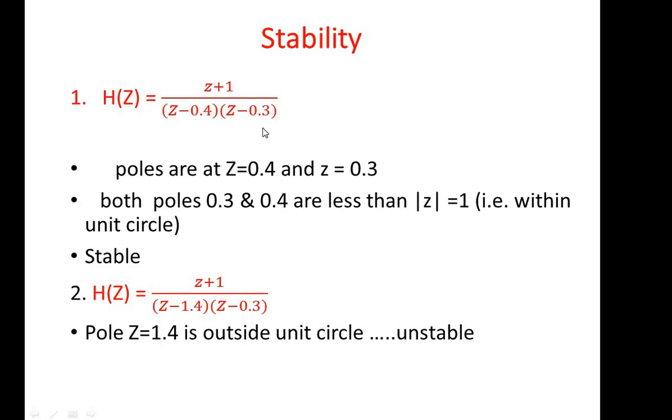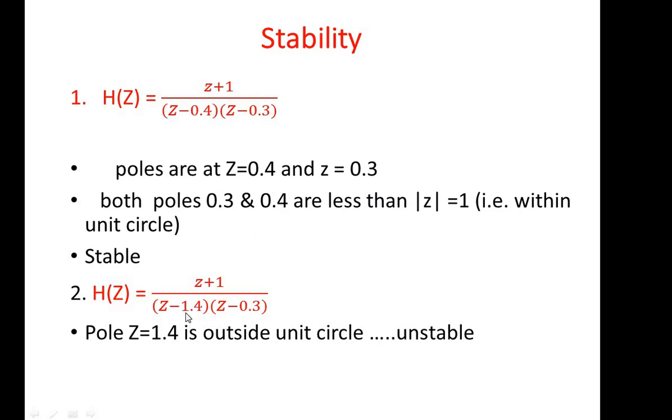So ROC is starting from 0.3, right, and 0.3 is less than 0.4. So for the entire system, the ROC is going to start from more than 0.3. Starting from 0.3 till infinity, we have a region of convergence, and it includes the unit circle. Both these poles are contained, so we can say it is a stable system.